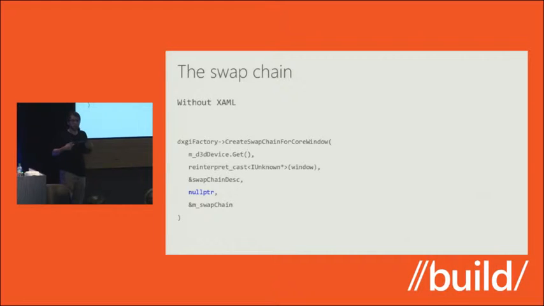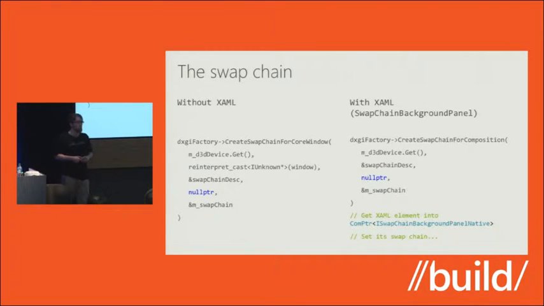Now, that's without XAML. With XAML, the only time you're going to use a swap chain is if you have this thing called a swap chain background panel. Again, if you haven't heard about this from the other talks, wait two slides. You'll hear about it. But essentially, when using XAML with DirectX, you have all kinds of scenarios you can utilize DirectX with. But the most common one I'm seeing when working with partners is the swap chain background panel.